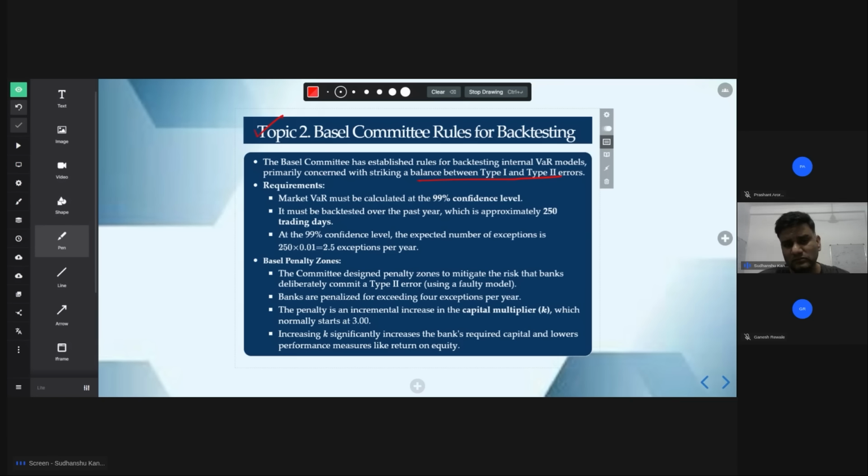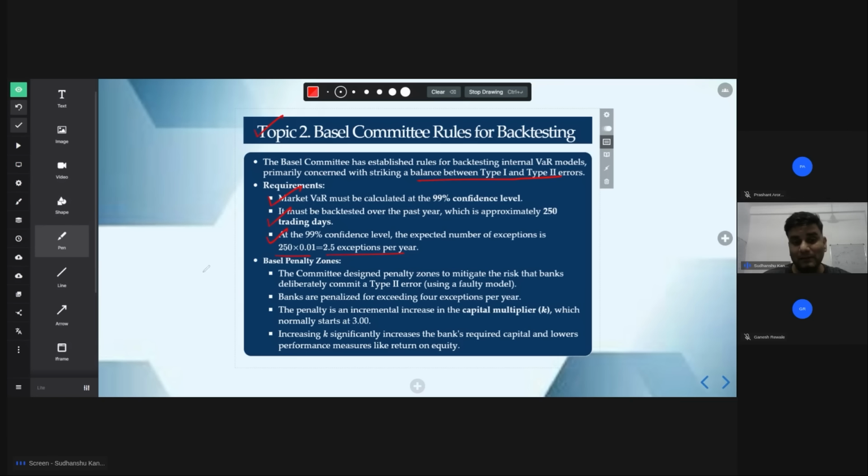So what are the requirements for Basel backtesting? First, the confidence level. Banks must calculate VaR at 99% confidence. This is stricter than the typical 95% VaR used in internal risk analysis. Then the backtesting period: VaR must be tested over the past year, which is 250 trading days. At 99% confidence, the expected failure rate is 1%. So the expected exceptions per year are 250 times 0.01, which is 2.5 exceptions per year. Meaning, in a good model, you should roughly see 2 to 3 exceptions, or VaR breaches, per year.